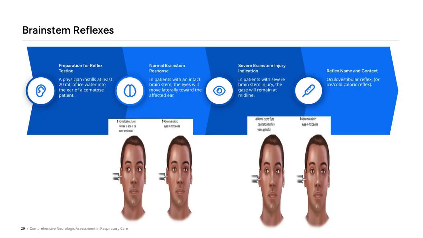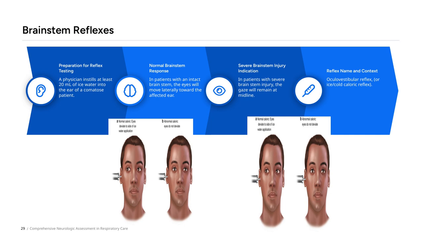Let's talk about the oculovestibular reflex, also known as the ice or cold caloric reflex. This test is used to assess brainstem function, especially in patients with severe brainstem injury. When performing this reflex, if the brainstem is severely injured, the patient's gaze will tend to stay fixed at midline, showing no movement toward the stimulus. This indicates a severe injury. On the other hand, if the brainstem is intact, you'll see a normal response. The eyes will move laterally toward the ear that receives the cold water. This movement is a sign that the brainstem pathways are functioning properly.